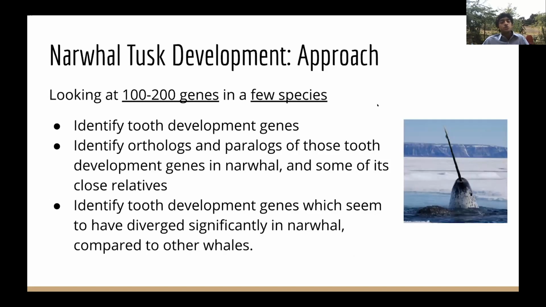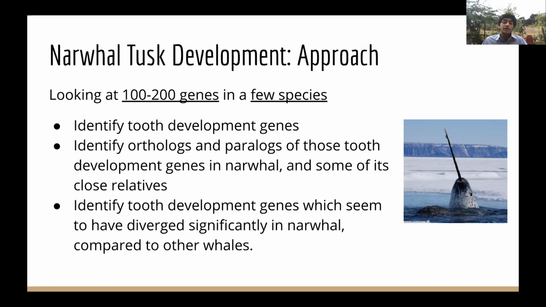So as the approach, this is going to be basically the mirror image of our casein gene cluster project. We're trying to determine which genes are in play in creating this narwhal tusk. So instead of only looking at 4 genes and looking at a bunch of species, we're looking at 100 to 200 genes in just a few species. And by few, we just mean narwhal and its closest whale relatives, to see the big differences in those genes, which can tell us where the tusk is really coming from.